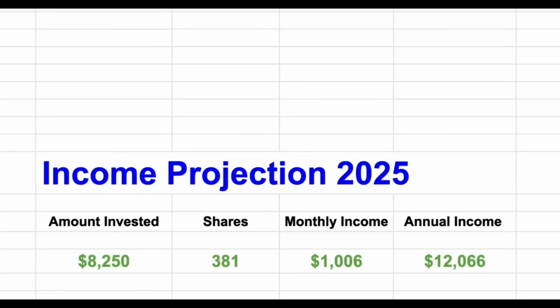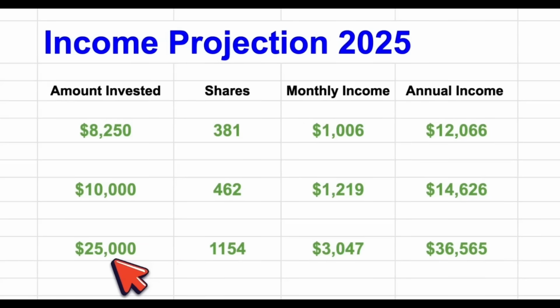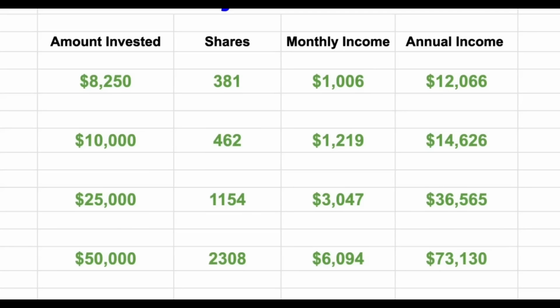But let's say you want to get more, then you just add that amount. You put $10,000, you're going to get 462 shares, and that's going to give you 1,219 or 14,000 annually. If you add more, 25,000, that's going to give you 1,154 shares or 3,047 a month or 36,566 per year. Now, if you put $50,000, you're going to get 60,094, 73,000 annual income.